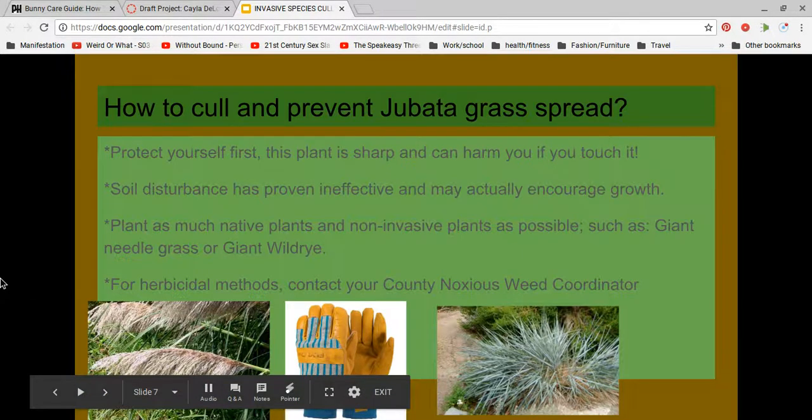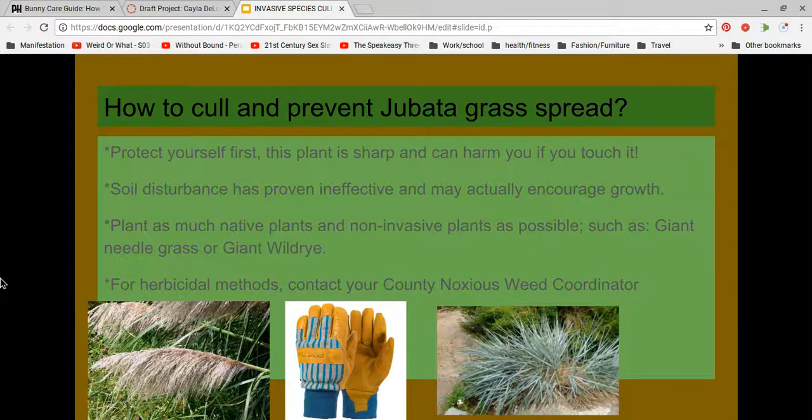So how do we prevent jubata grass? Well, the first step is to protect yourself because the leaf edges are sharp to the touch. The next thing to consider is that soil disturbance is not an effective method and actually helps germinate jubata grass. What you can do is plant as many native plants as possible and also non-invasive alternatives, such as giant needlegrass or giant wild rye.